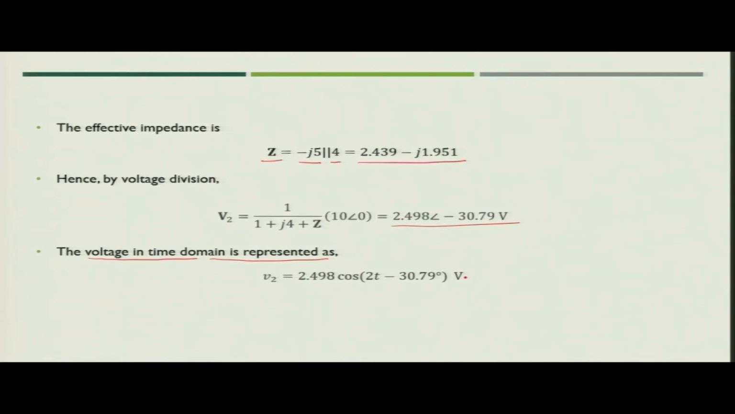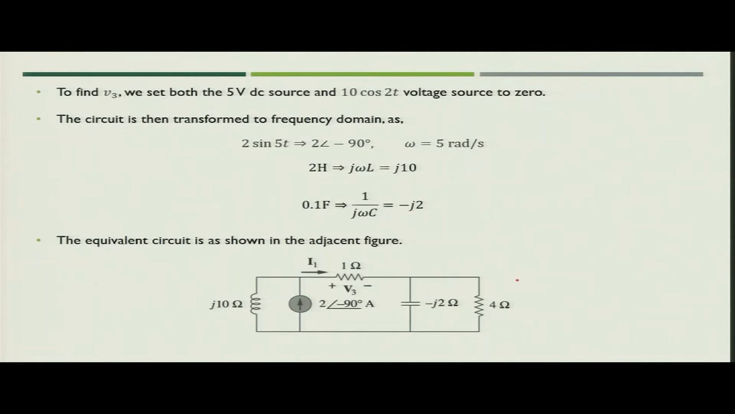Now, the third one is the current source. So, we need to find out the value of V3 when the 5 volt DC and 10 cos 2t voltage sources are set to 0. It means that both of them will be short circuited. So, your modified circuit will look like shown in the figure, where the current source will now be in parallel with the inductance. Then we have 1 ohm resistance and in series with parallel combination of the minus J2 impedance offered by capacitance and 4 ohm resistance.